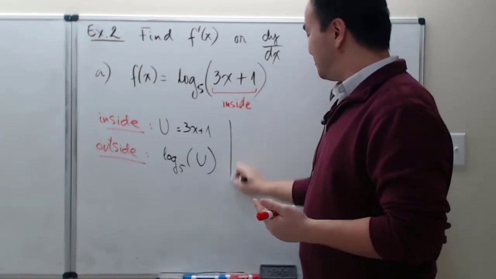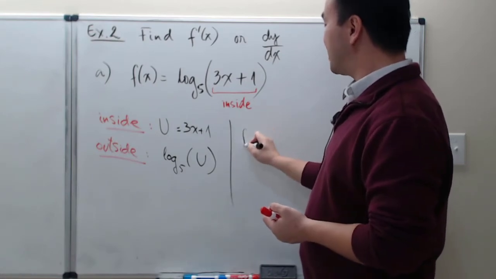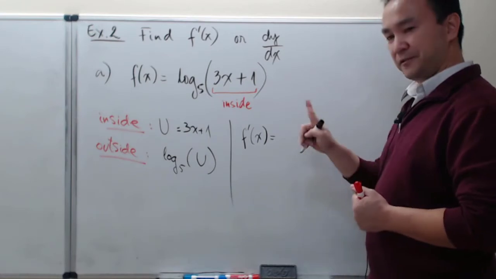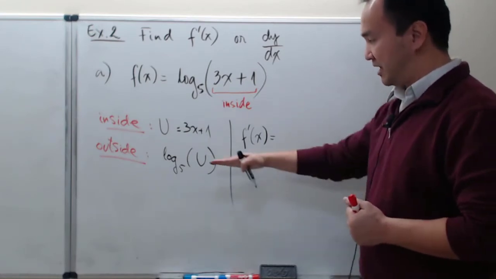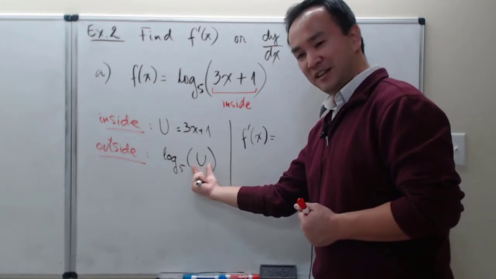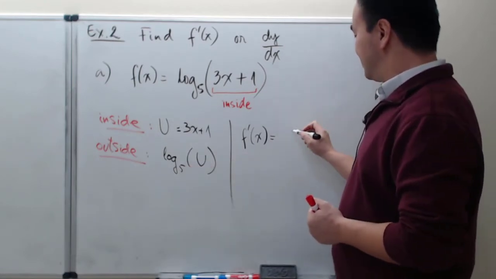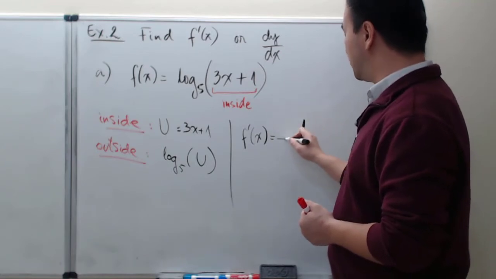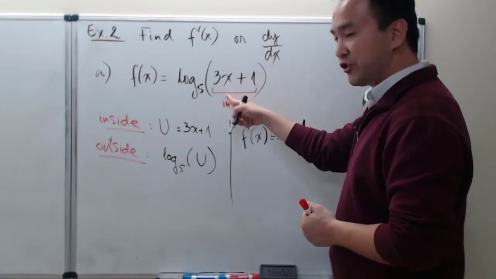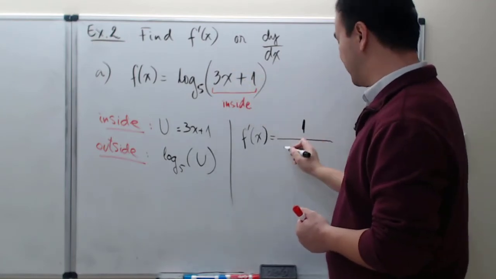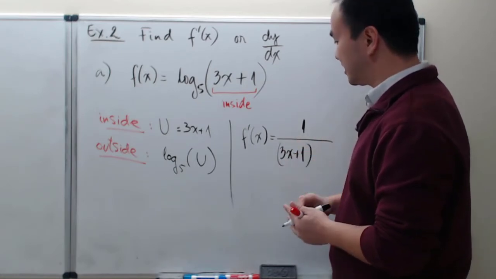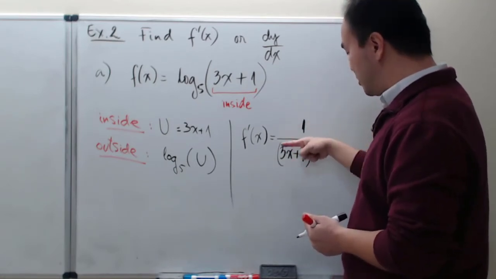Okay, so my f prime is going to become, the chain rule says first we take the derivative of the outside. My outside function is here, with my temporary variable being the u variable. So it's going to be 1 over, but instead of writing 1 over u here, how about we write the original meaning of the inside function. So now it's going to be 3x plus 1.